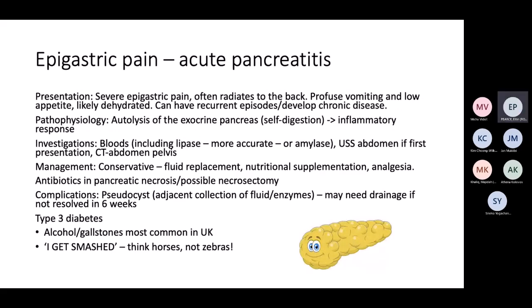So acute pancreatitis, a typical presentation is the severe epigastric pain, and it often radiates through to the back. It causes profuse vomiting. Patients don't want to eat anything because they're in so much pain, and they're vomiting all the time, to the point where they're likely dehydrated. And people can have recurrent episodes of pancreatitis and go on to develop a chronic disease course. And the pathophysiology is really self-digestion of the pancreas, so a release of exocrine secretions and an inflammatory response, and in severe cases it can lead to necrosis of the pancreas.